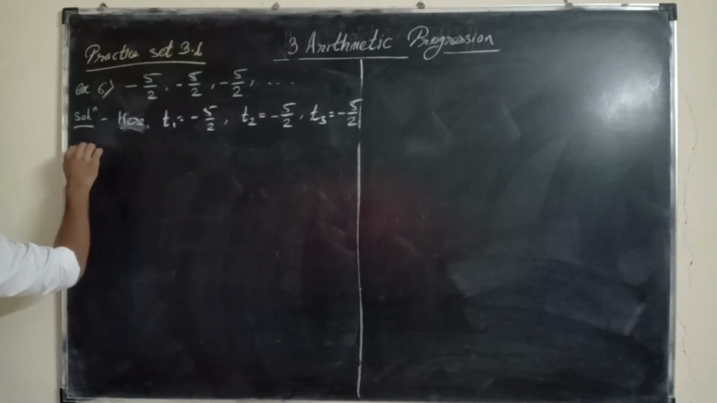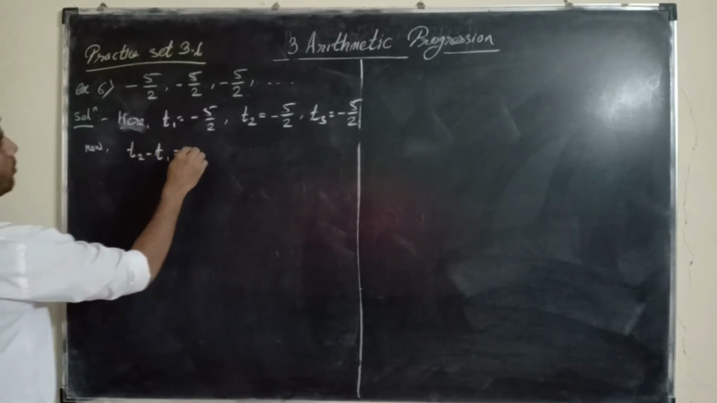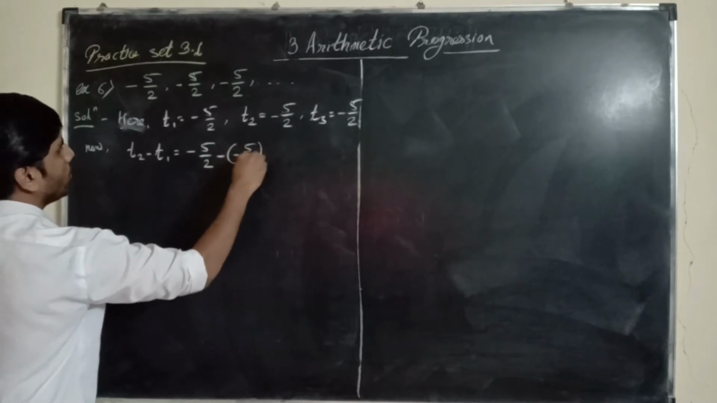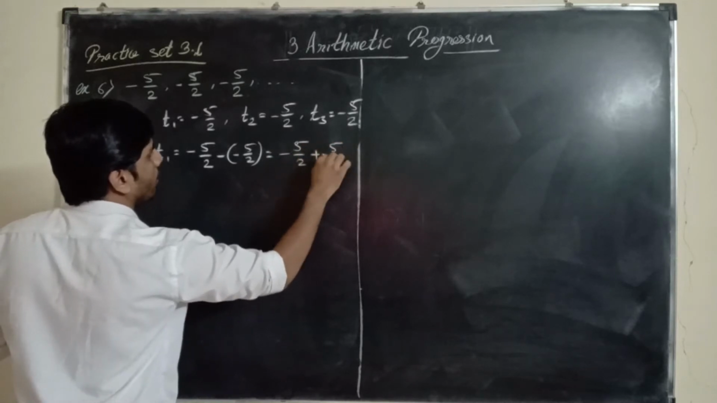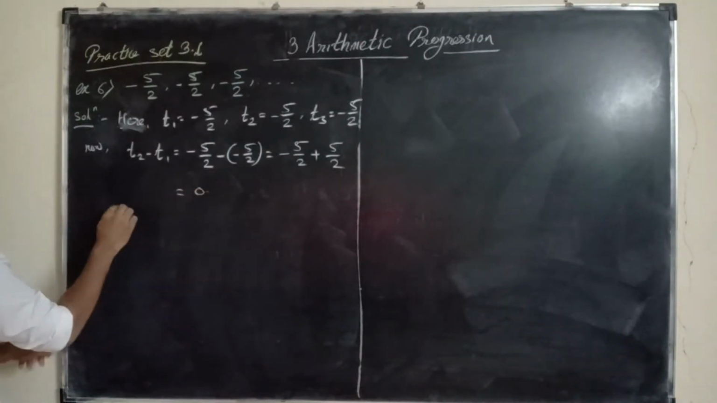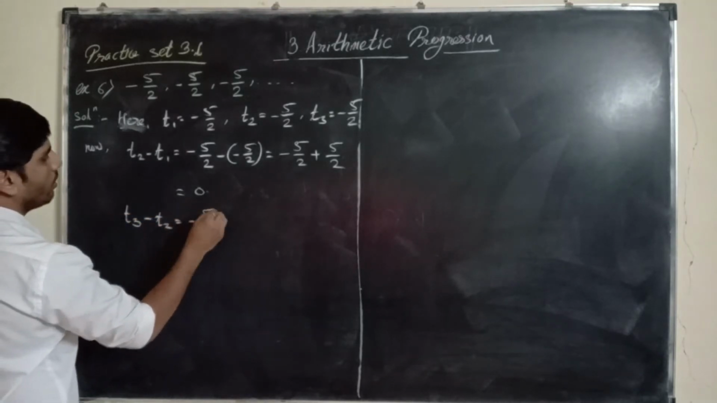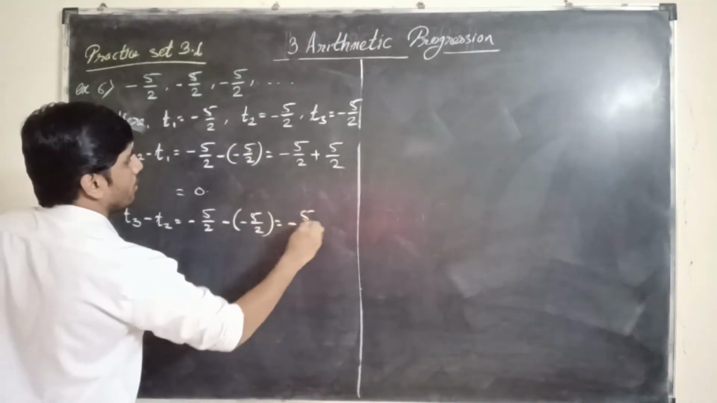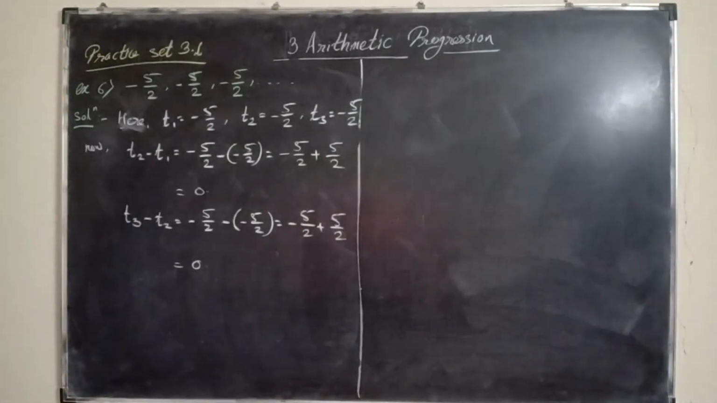Now find the common difference. T2 minus T1, which is equal to negative 5 by 2 minus negative 5 by 2. So negative into negative will become positive. As signs are opposite, subtraction will take place. So 5 by 2 minus 5 by 2 will become 0. Again, T3 minus T2, which is equal to negative 5 by 2 minus negative 5 by 2. The same thing will happen again and we'll get the difference 0.